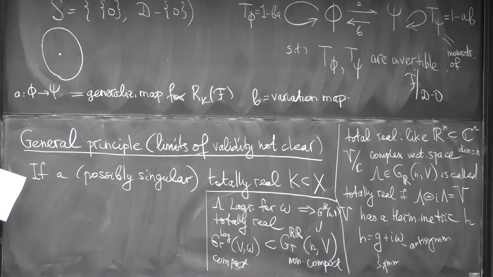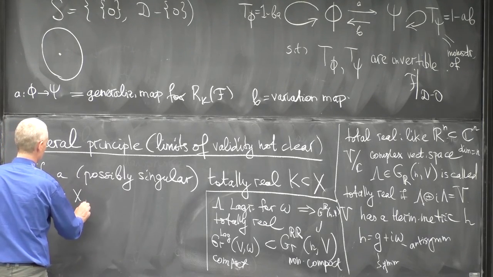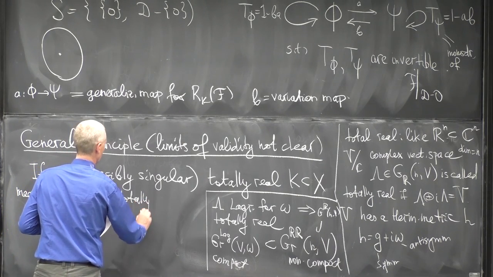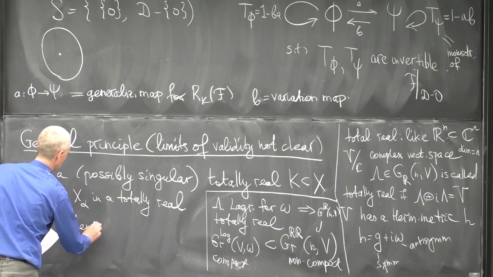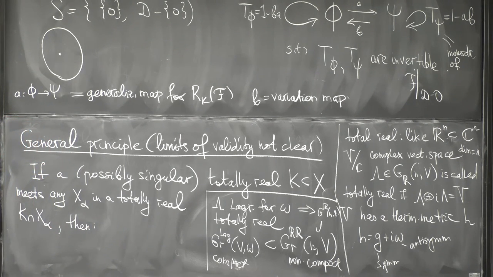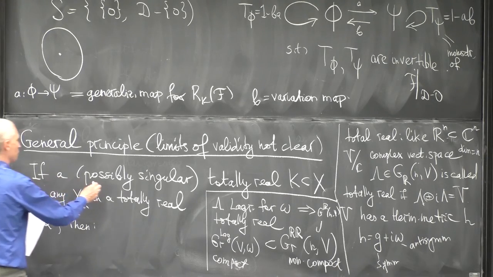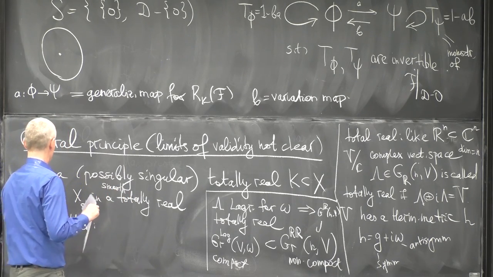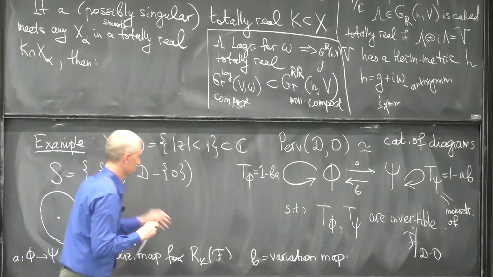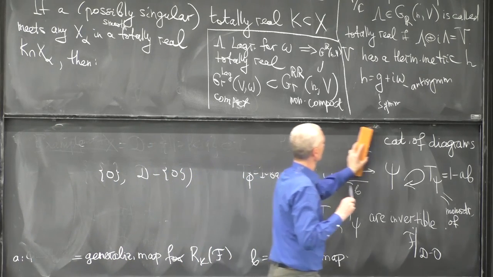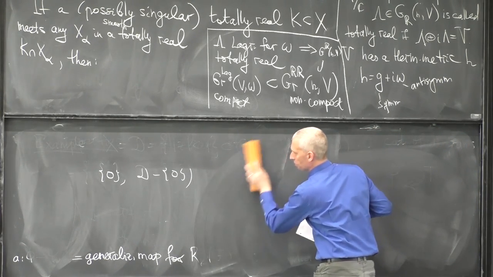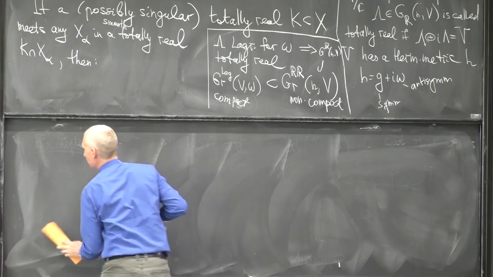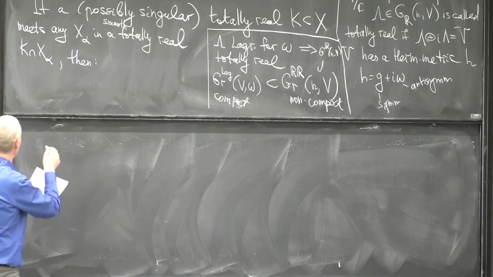So anyway, I continue this. If a possibly singular totally real K meets any X alpha in a totally real K with X alpha, then, yes, in a smooth... Actually, that's not really necessary, because it may be absorbed into refining the stratification. I'll consider an example later. So anyway, then the two things very often hold.